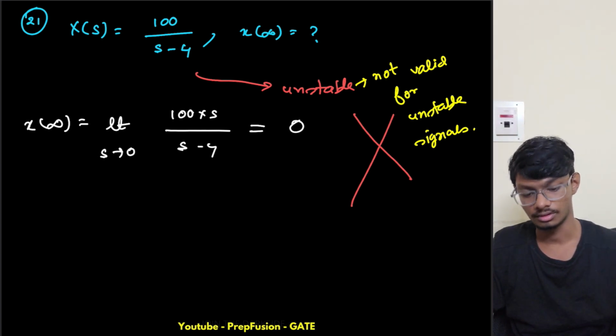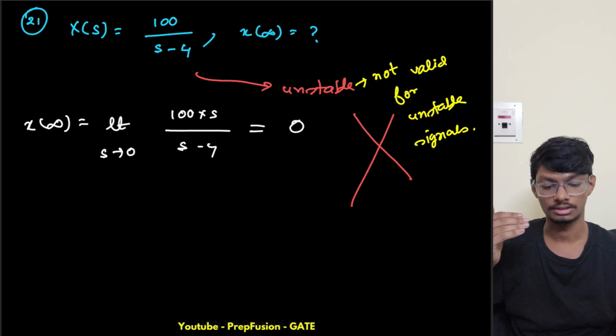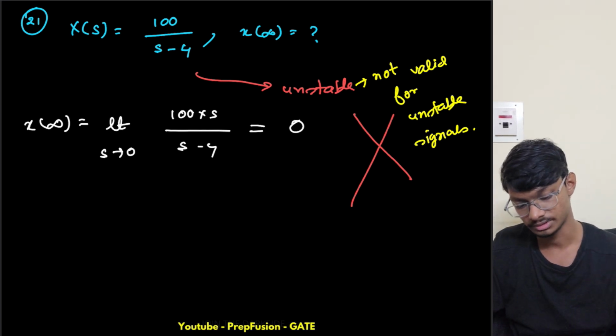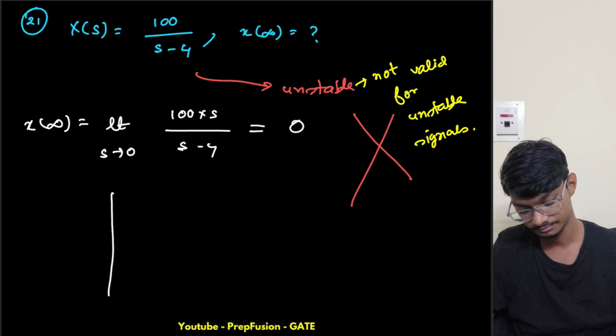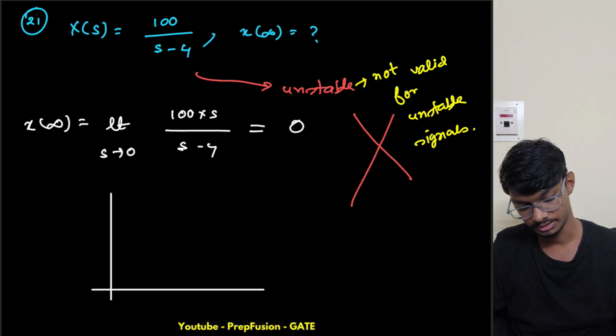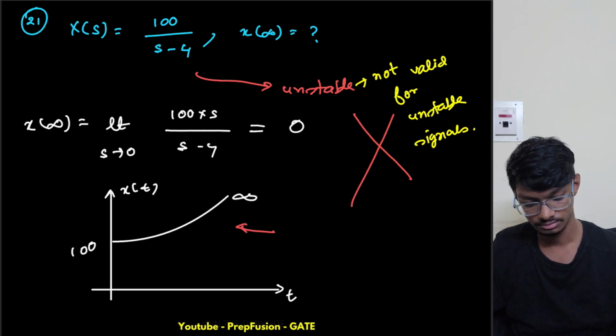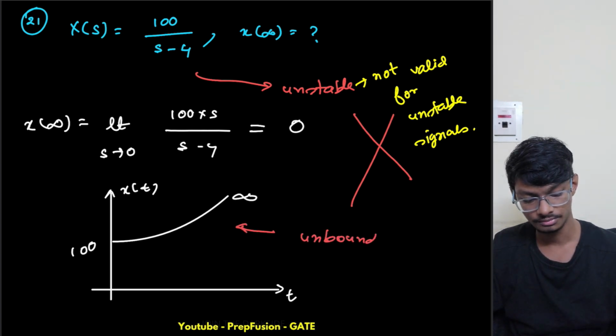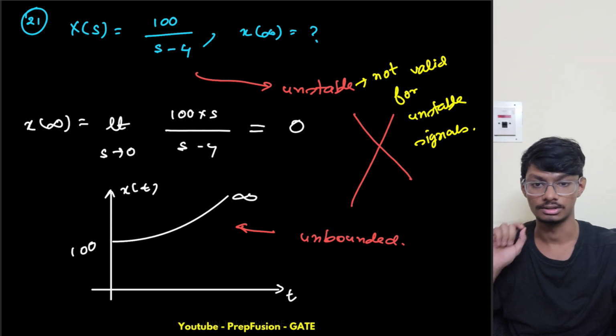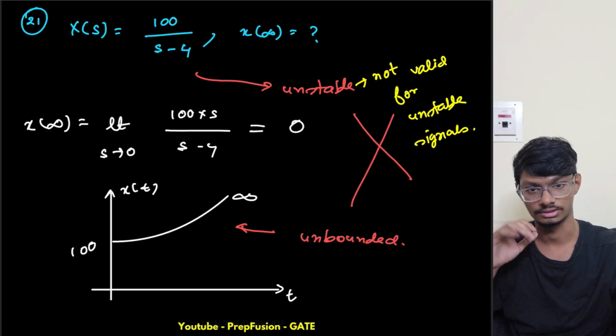Now let me draw the time domain expression again, to keep everything in sync. This starts from 100 and goes unbounded. So here we can see this is unbounded. The final value theorem is not applicable for an unstable system. The final value is infinity in this case.